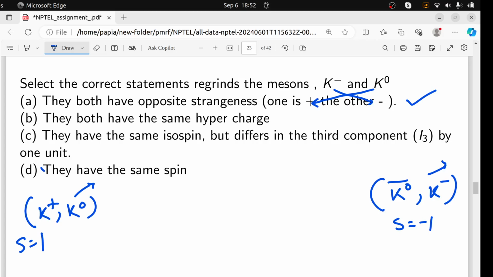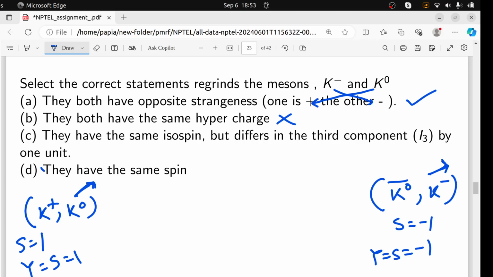Right? Now, both have the same hypercharge. I told you Y equals S equals 1, and Y equals S equals minus 1. So they are focusing on this particle and this particle. Now you can see for this particle Y is plus 1, for this particle Y is minus 1. So they both have the same hypercharge, that is not correct. Now come to C. They have the same isospin but differ in the third component I3 by 1 unit.